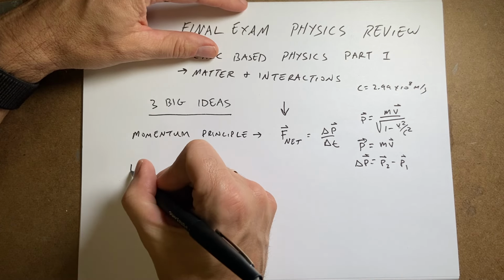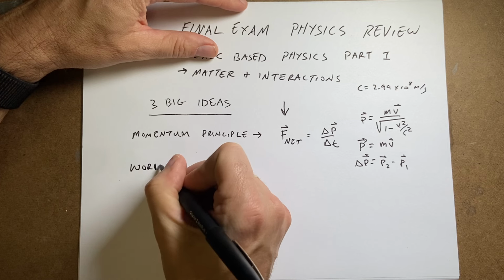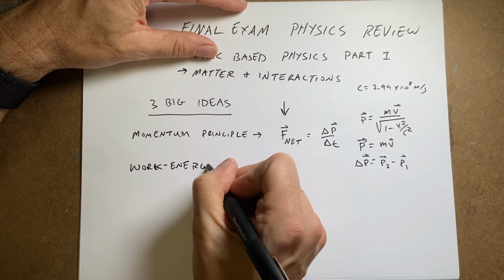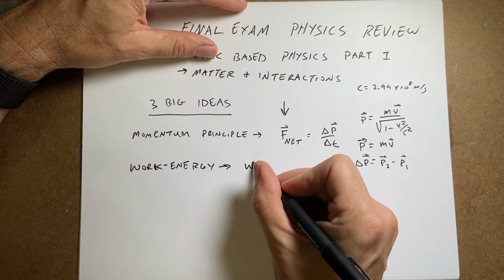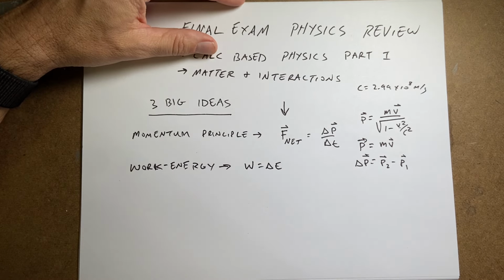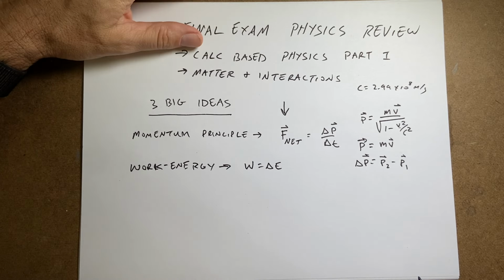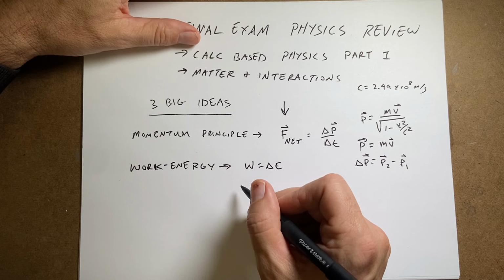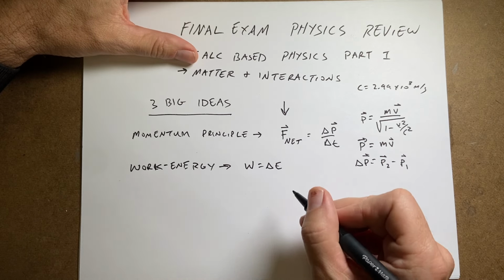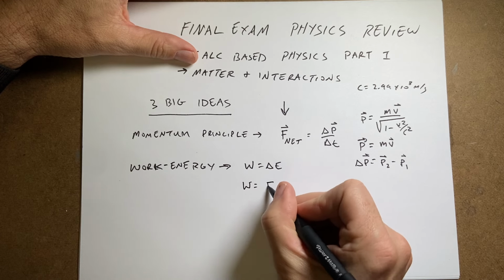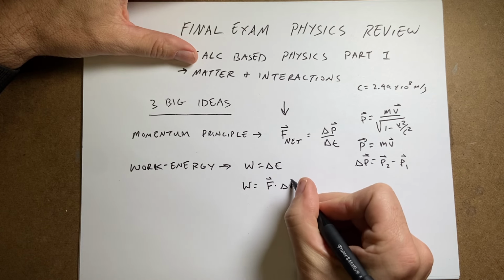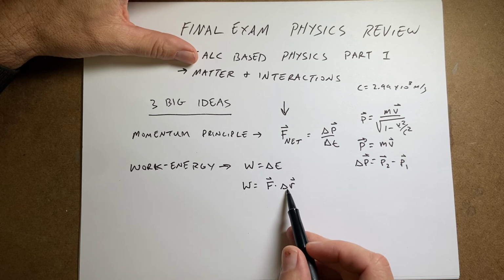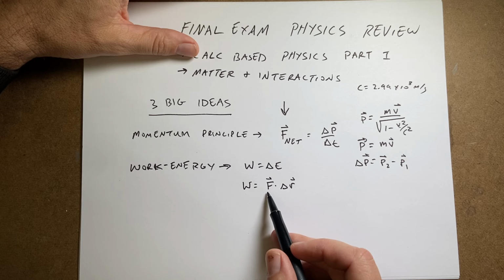The next is the work energy principle. This says work is the change in energy. I know that one's easy, right? Now, what is work? Well, if you have a force applied over some distance, the easy definition is to say work equals F dot delta R, where delta R is the displacement and F is the force. Now, this assumes that the path is straight and that the force is constant.